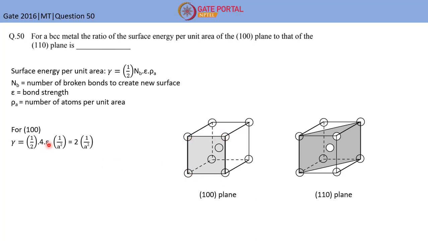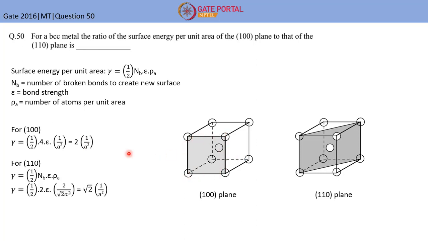Epsilon is the bond strength, we don't have to take care of that. And here we have to calculate this area, which will be a square basically. So number of atoms, the atom is only 1 here: 1 by 4, 1 by 4, 1 by 4, 1 by 4. So 1 atom divided by a square, the area of this plane.